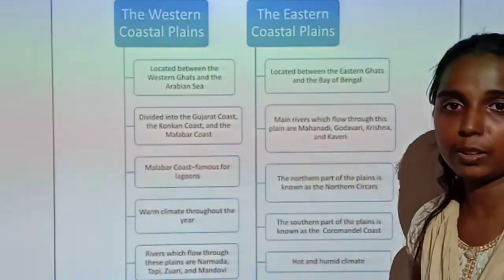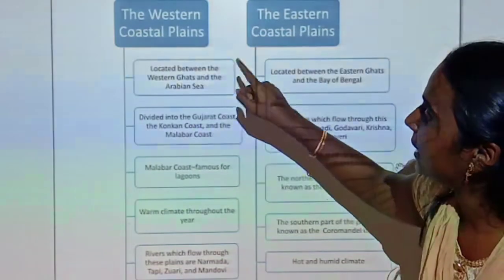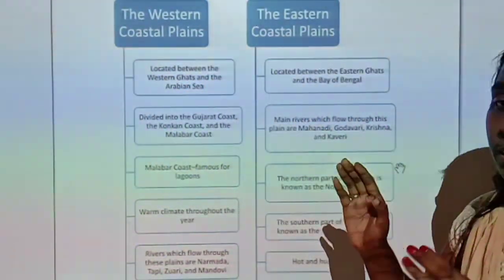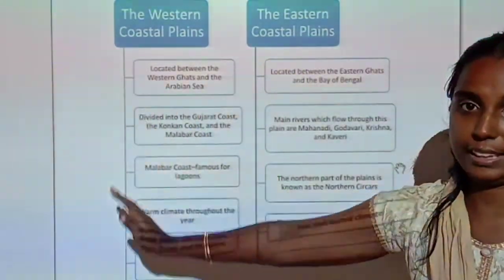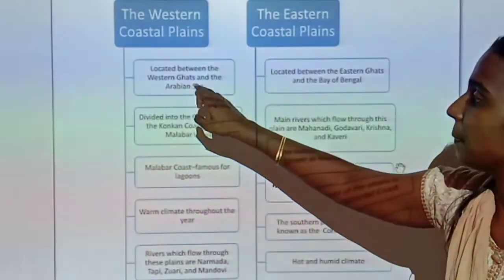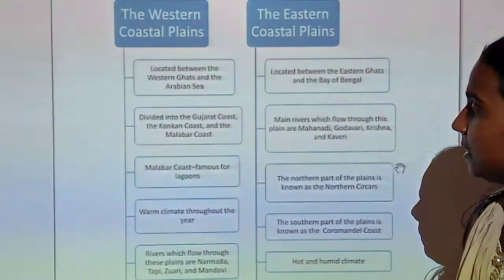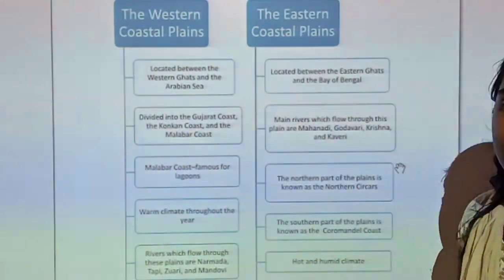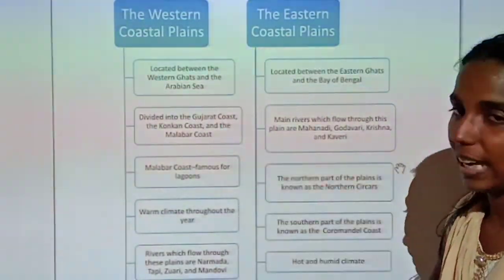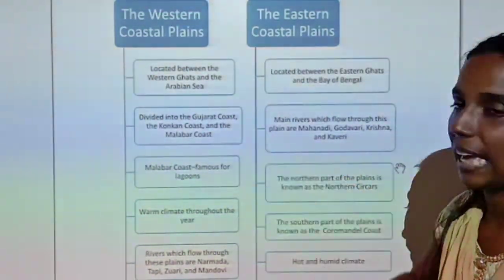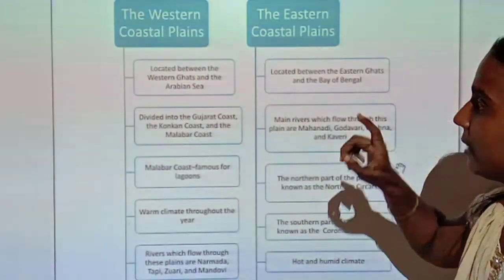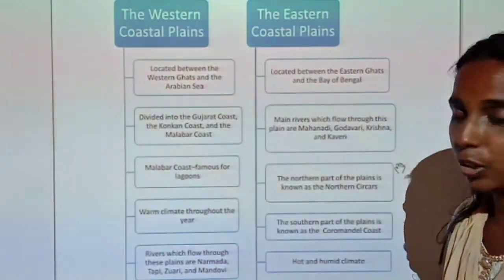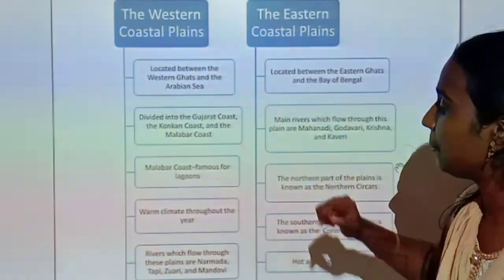And where are the Western coastal plains located? They are located between the Western Ghats and the Arabian Sea. Okay, the Western coastal plains are on this side of the India map. So they have three main divisions, right? What are the divisions of the Western coastal plains? The Gujarat coast, Konkan coast and the Malabar coast.